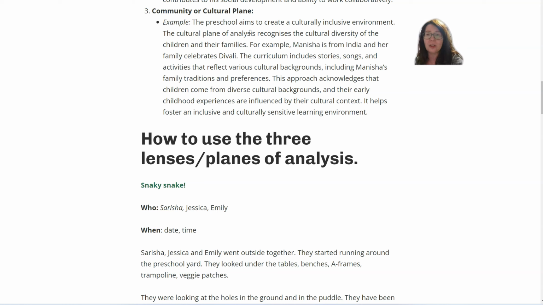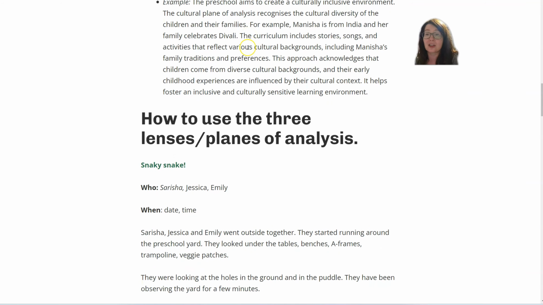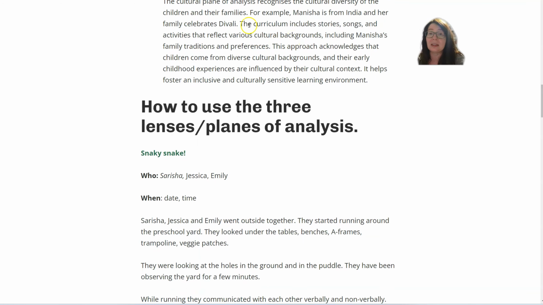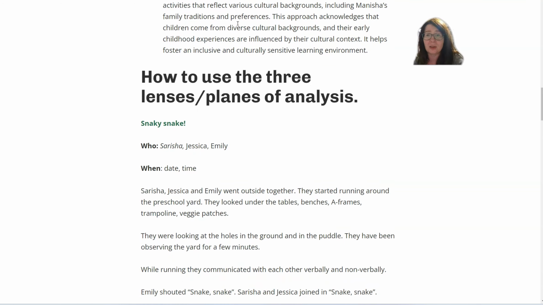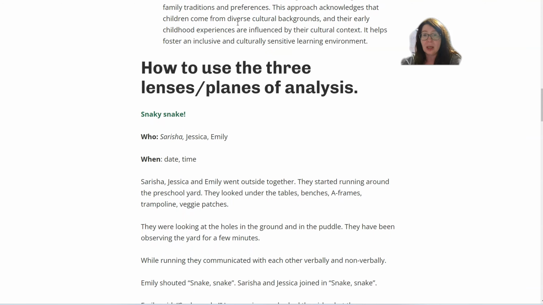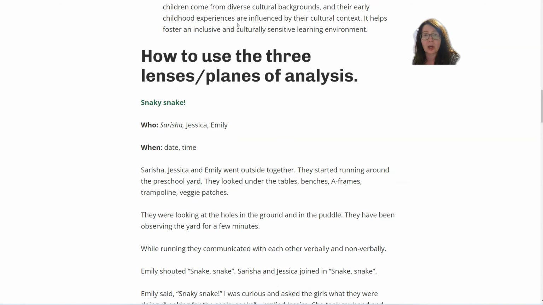Here you consider what kind of opportunities are available for children in your preschool. For example, in your room, you aim to create a culturally inclusive environment. This cultural plane of analysis recognizes the cultural diversity of children and their families. For example, Manisha is from India and her family celebrates Diwali as a cultural festival. So the curriculum will include stories, songs, and activities that reflect various cultural backgrounds, including Manisha's family traditions and preferences. The teacher will mention this in the notes of analysis, and this approach will also support the child's contextual knowledge and consider inclusion and sensitivity.